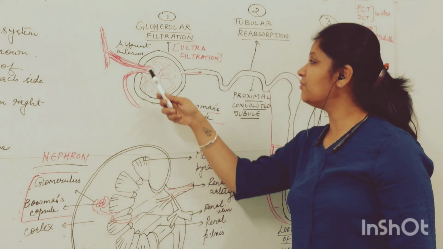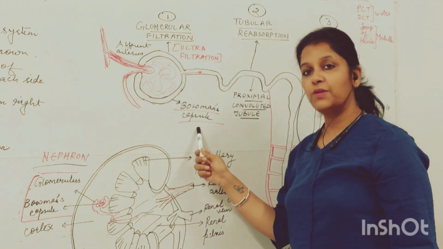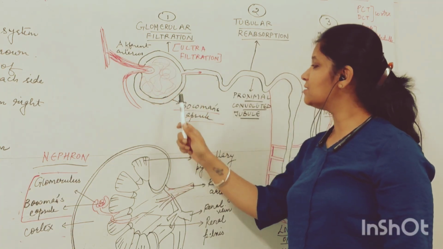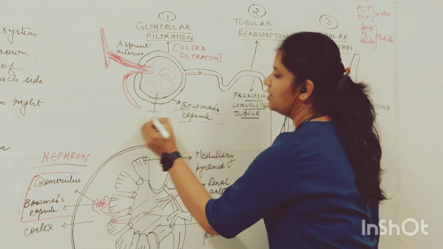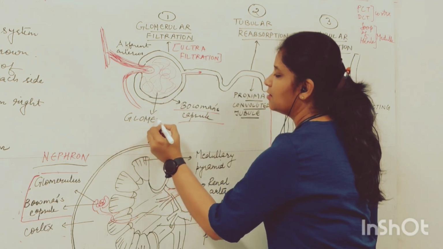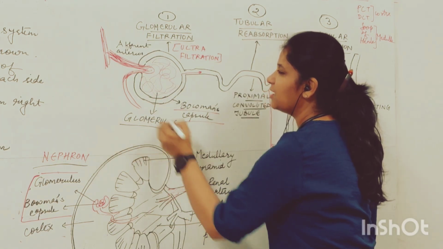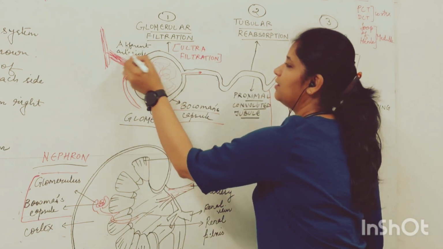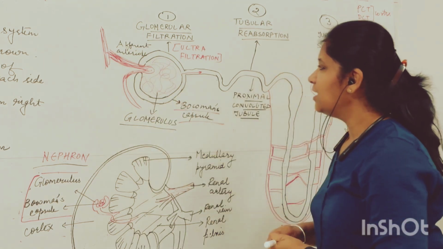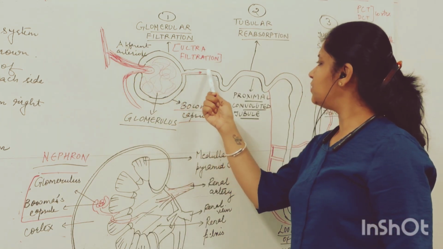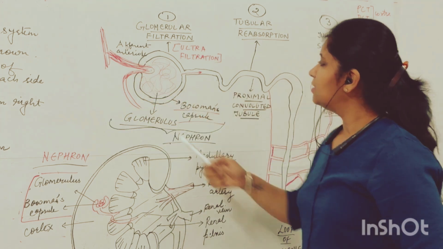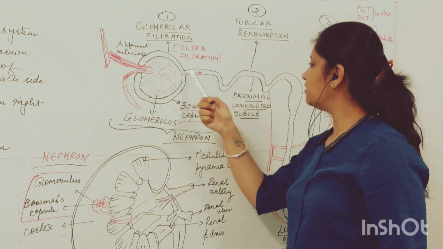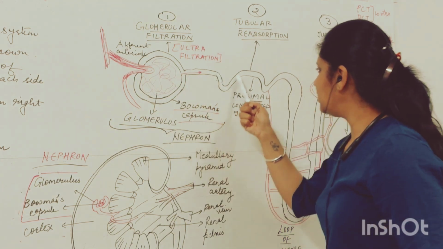The nephron consists of a cup-shaped structure known as Bowman's capsule, and inside you have a network of blood capillaries known as the glomerulus. The blood flows into these capillaries at a higher pressure. As you can see over here, blood from the afferent arteriole enters these filtration units, the blood gets filtered, and the filtrate starts entering into this tubule and then moves further.